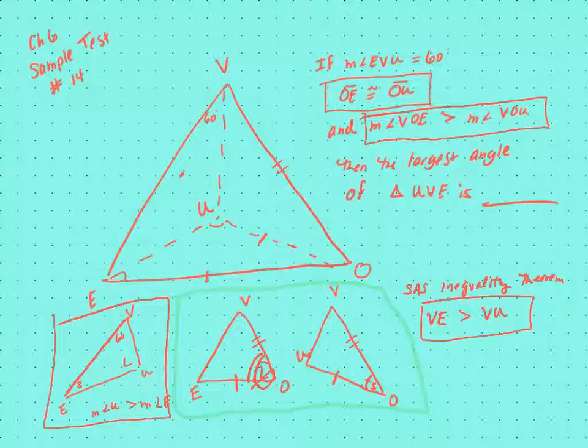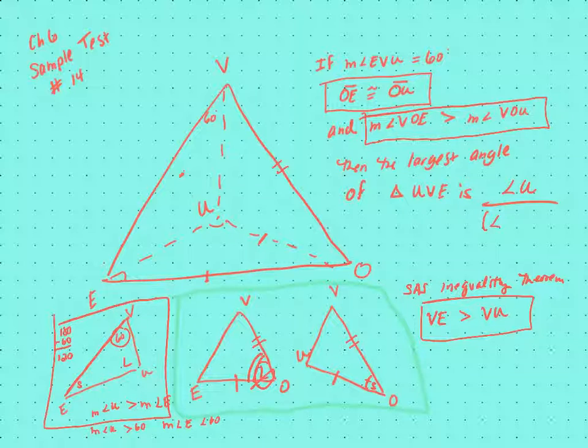Think about this. If you have 180 degrees in a triangle, and you've used up 60 of them, you have 120 degrees left. Angle U and angle E can't be equal to each other, so they both can't be equal to 60. So the measure of angle U has to be greater than 60, and the measure of angle E has to be less than 60. To finally answer the question, since the measure of angle U is greater than 60 and angle V is equal to 60 degrees, then the measure of angle U is the largest angle in the triangle.